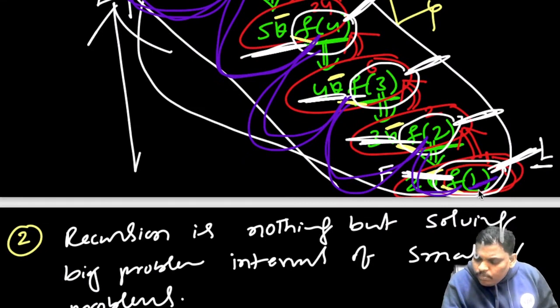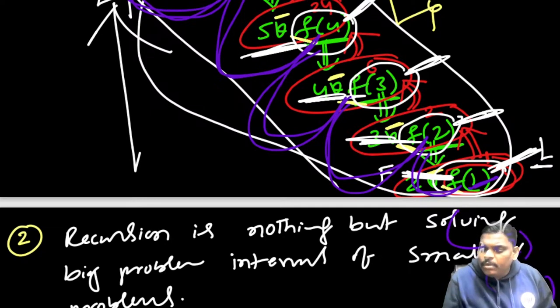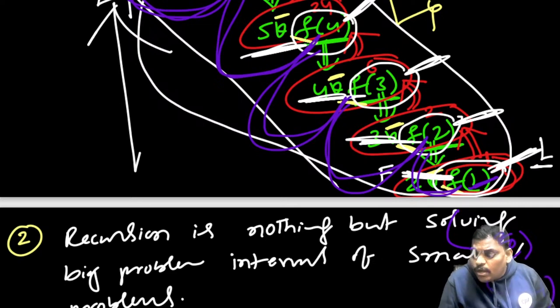F1 is calling F0 push, F0 calling F minus 1 push. Remember, every function call is a push operation. If you don't stop and keep on calling, then in the stack you keep on pushing. Keep on calling means keep on pushing. If you keep on pushing, stack space is over.